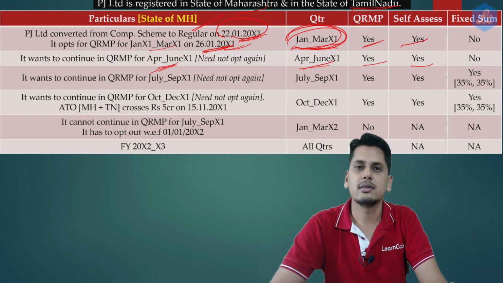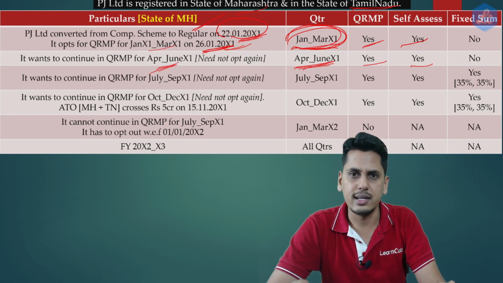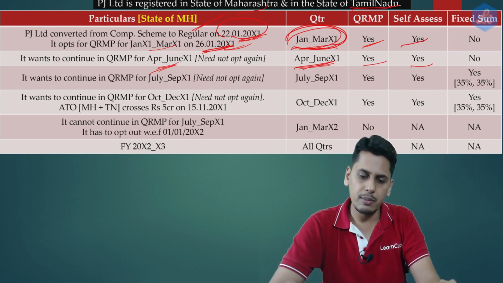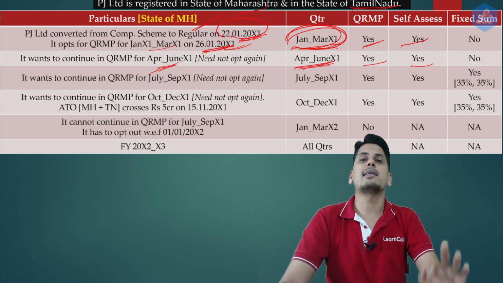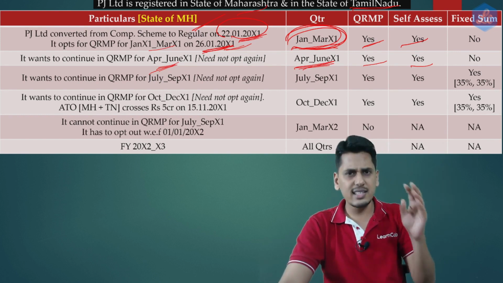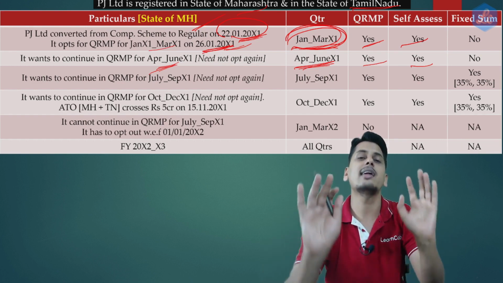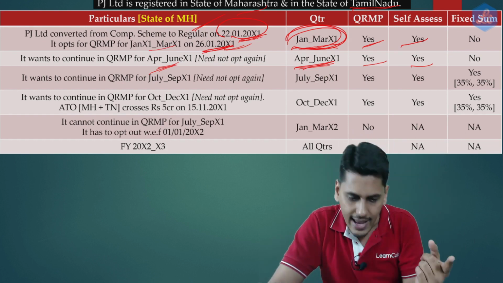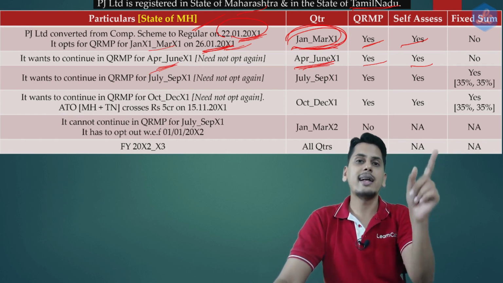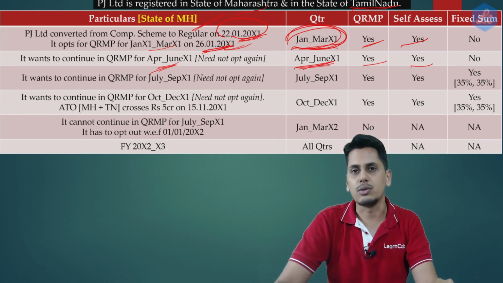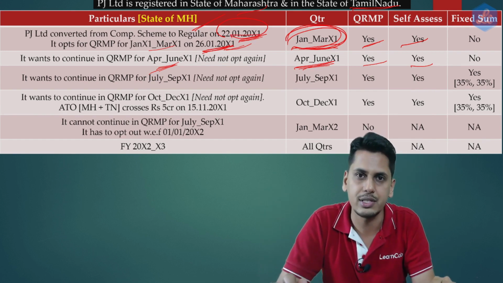So now friends, as regards this particular quarter April to June, QRMP scheme is available to him, self-assessment is obviously available to him, fixed sum method is not available because he doesn't have historical data which can reflect his business transactions in the current tax period. Preceding tax period was Jan to March. Did he file a GSTR 3B for the entire Jan to March? The answer is no. He has filed 3B from 22nd January till 31st of March.